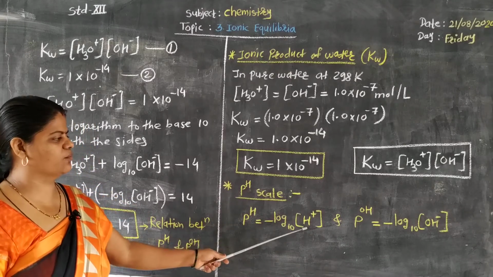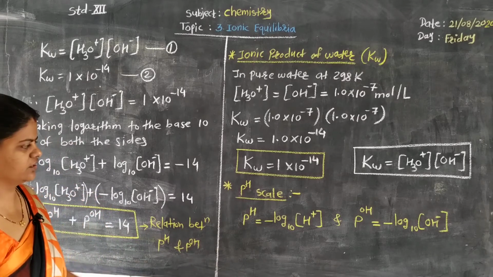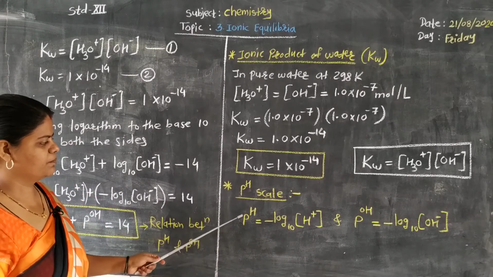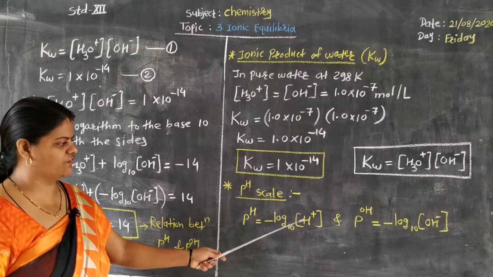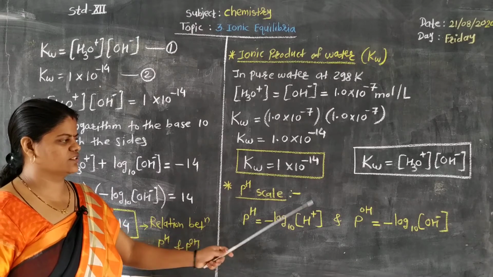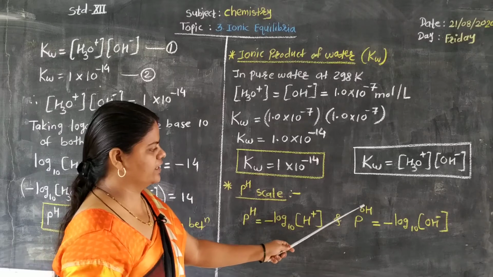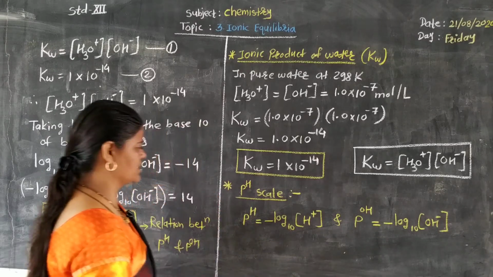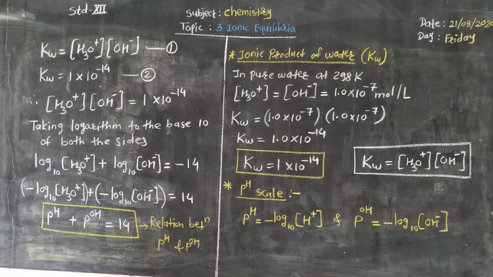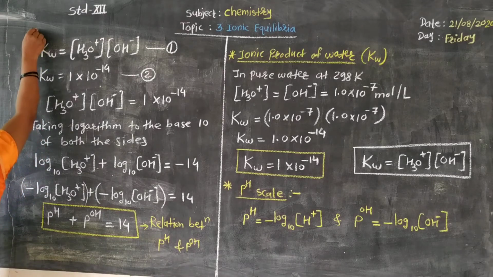Whatever is written in the formula itself is a definition. Definition of pH: pH is equal to negative logarithm to the base 10 of H plus ion concentration, and pOH is equal to negative logarithm to the base 10 of OH minus ion concentration, both concentrations in mole per dm cube. The next article is the relation between pH and pOH.